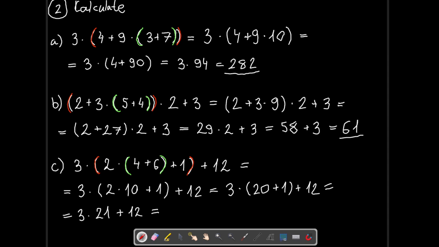which is 63. Since we know that 3 times 21 is same as 3 times 20 plus 1. Now 3 times 20 is 60. And 3 times 1 is 3. Plus 12. And after adding these two numbers together, we got 75. Cool.